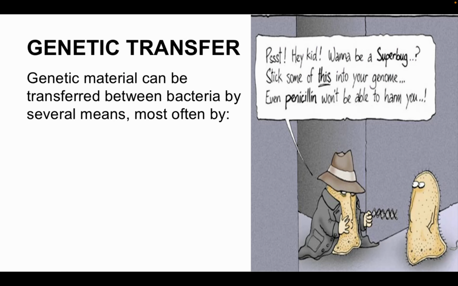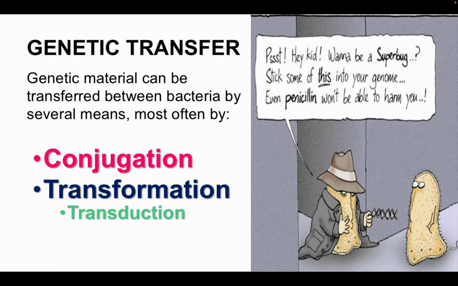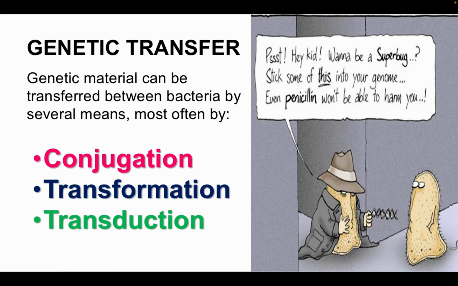Another thing: we have genetic transfer. I think I have already illustrated one last time, the conjugation. But aside from conjugation, we have other types of genetic transfer: conjugation, transformation, and transduction. So the genetic material can be transferred between bacteria by several means.